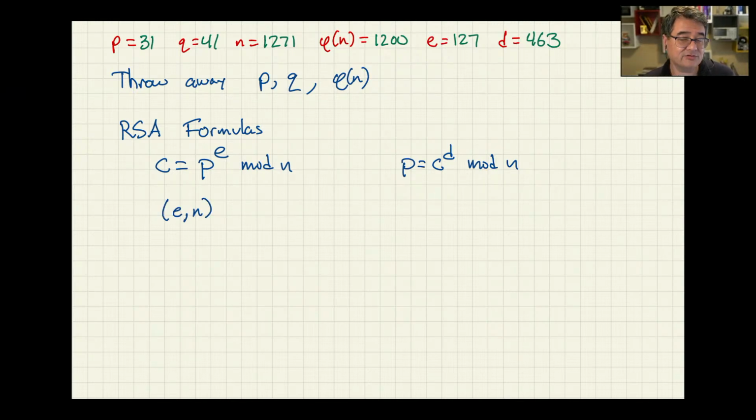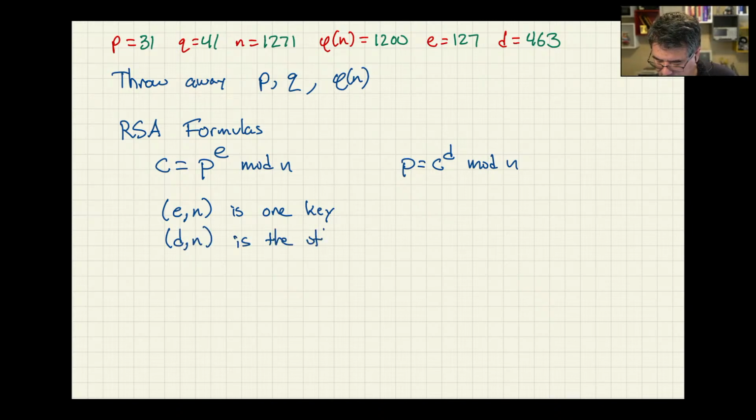The pair of numbers E and N is one of the keys, and the other pair of numbers D and N is the other key. So encrypt with one, decrypt from the other. There's actually no requirement that you encrypt with E and you decrypt with D, although those letters happen to work out nicely. You could actually encrypt with D and decrypt with E, and it will still work as long as you use the other one to decrypt.